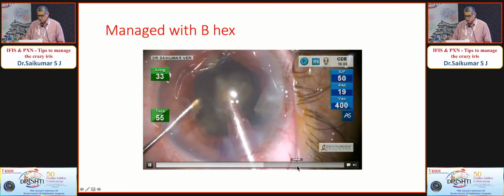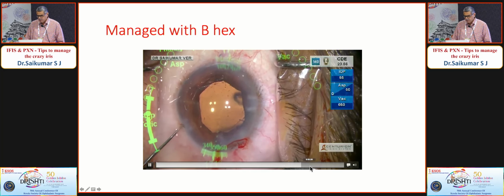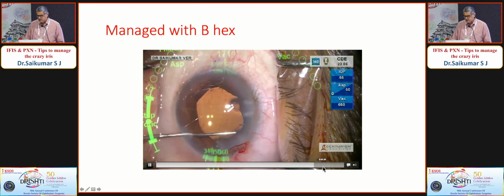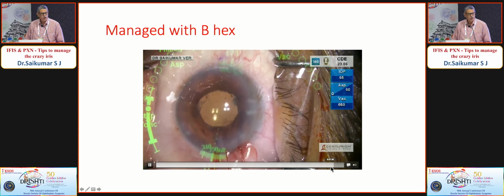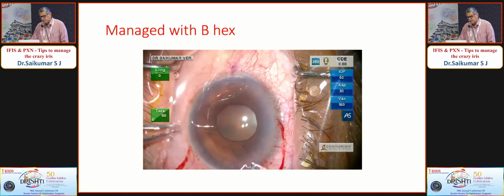I am not going to show much of the phaco part here. This patient also opted for a toric lens, and at the end you can just use the same forceps to just take out the ring that way.